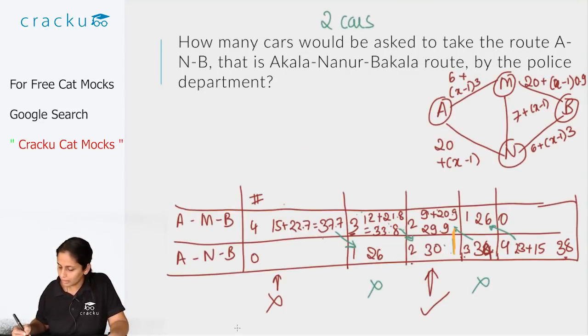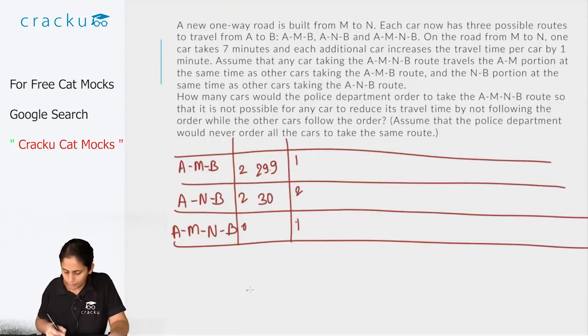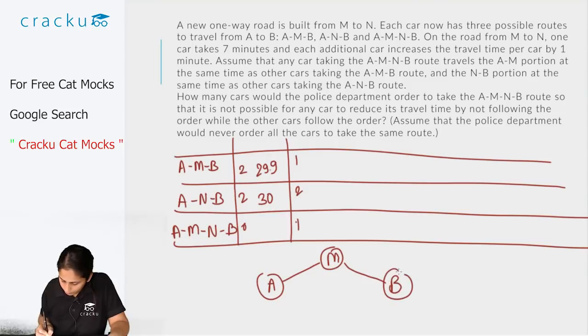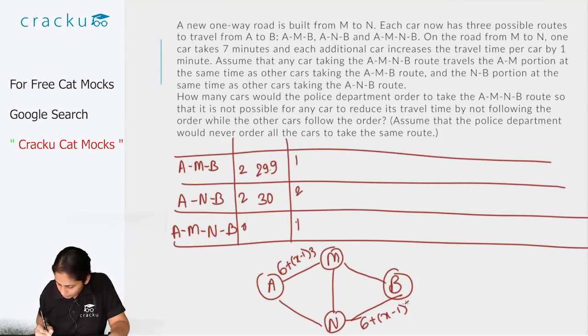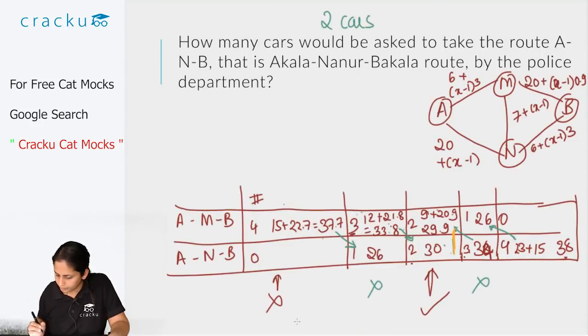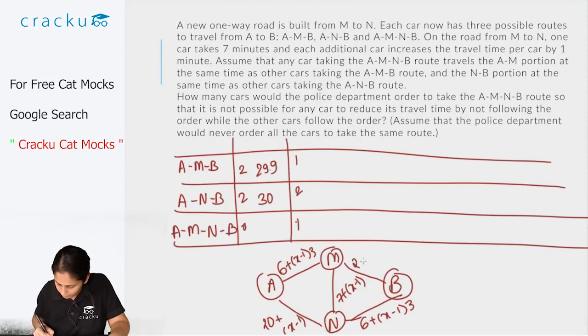Now in that case, let me draw it over here, it will save me some time. This is 6 plus 8. Okay, let me draw it quickly over here. So this is 6 plus x minus 1 times 3, 7 plus x minus 1, 20 plus x minus 1, and I think 20 plus x minus 1 times 0.9. So this is the equation as such.